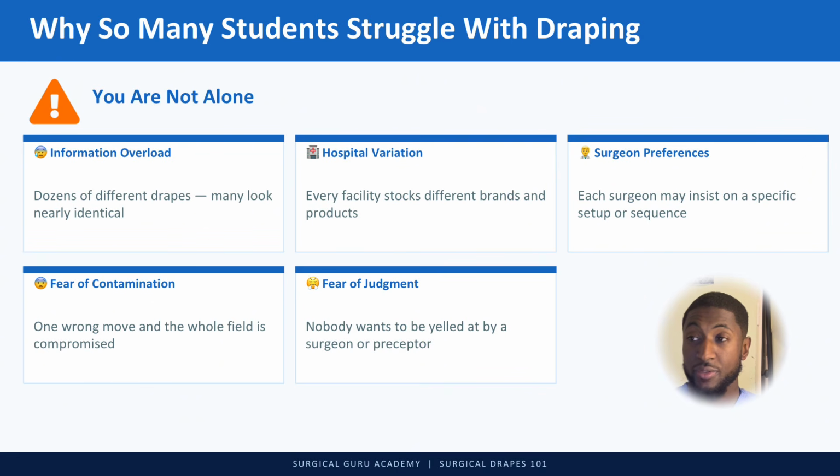Surgeons' preferences. Every surgeon may insist on a specific setup or sequence. So you might have the same procedure, like a total knee replacement, and the doctors could have a completely different way of draping this procedure. There's definitely different ways to skin a cat. So everybody has their preferences and a different method, and sometimes you might have 2 or 3 doctors who do the same procedure at a hospital, but each of them wants it draped in a different way.